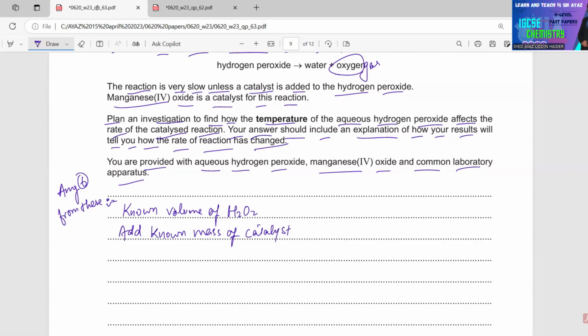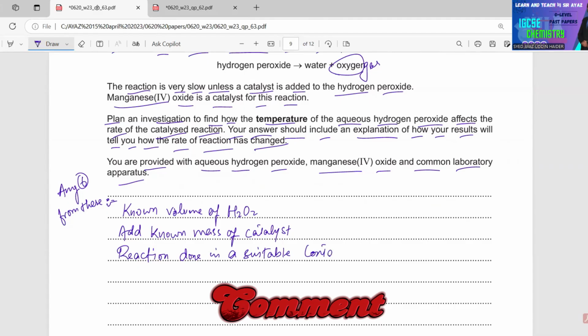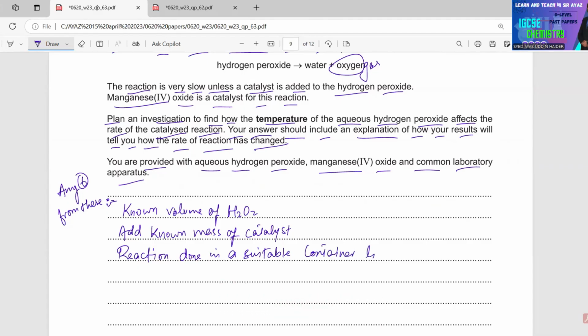Then, you are doing this reaction in a suitable container. Name the container. Reaction done in a suitable container. Like what? Like test tube or boiling tube.